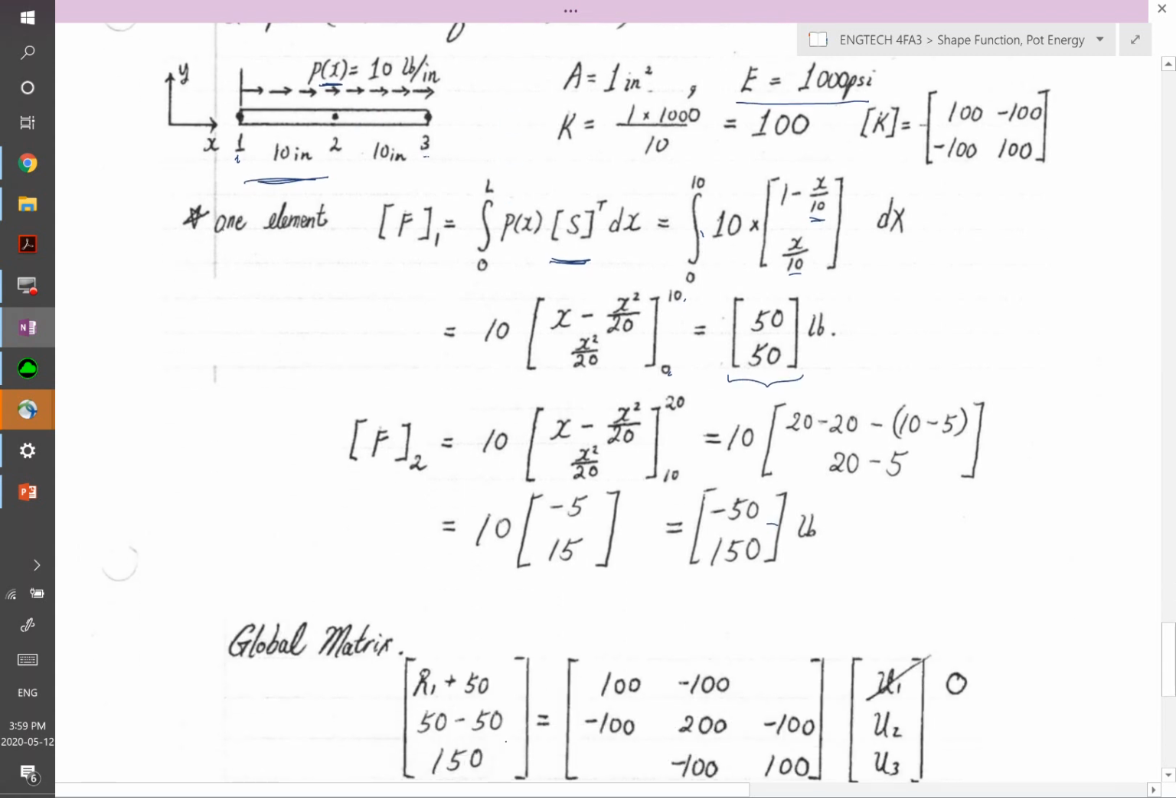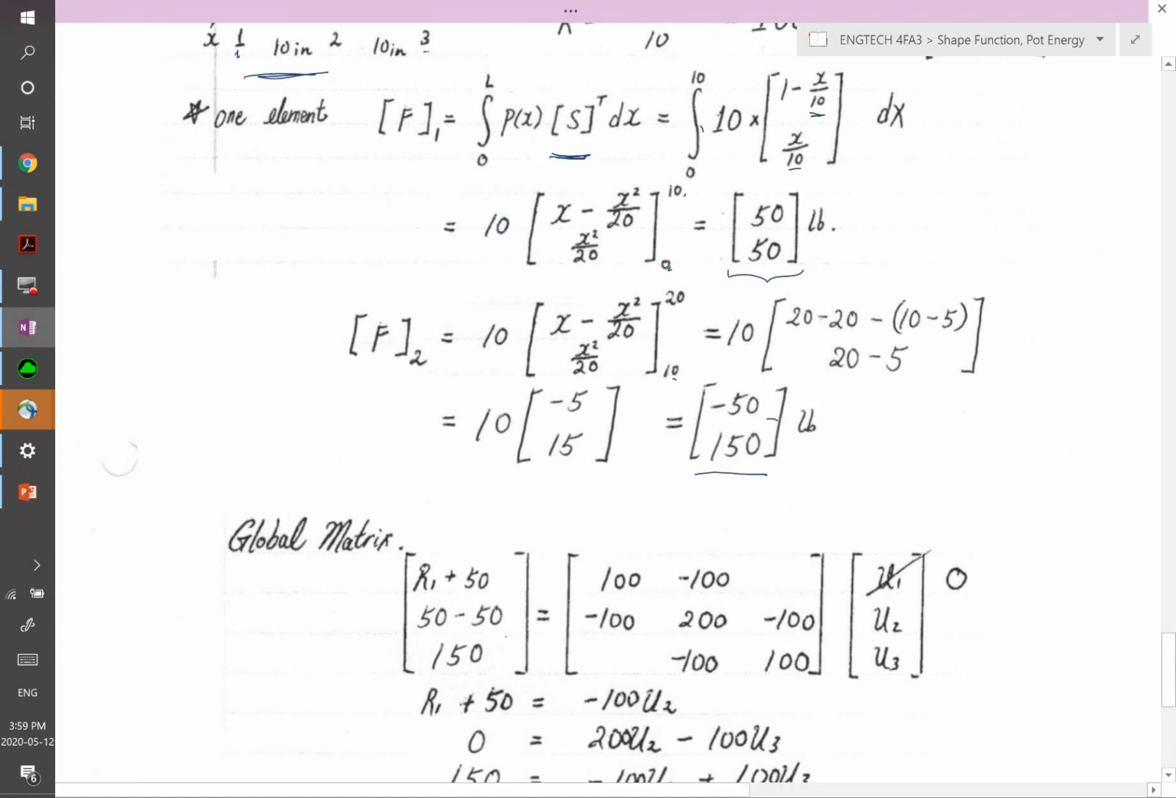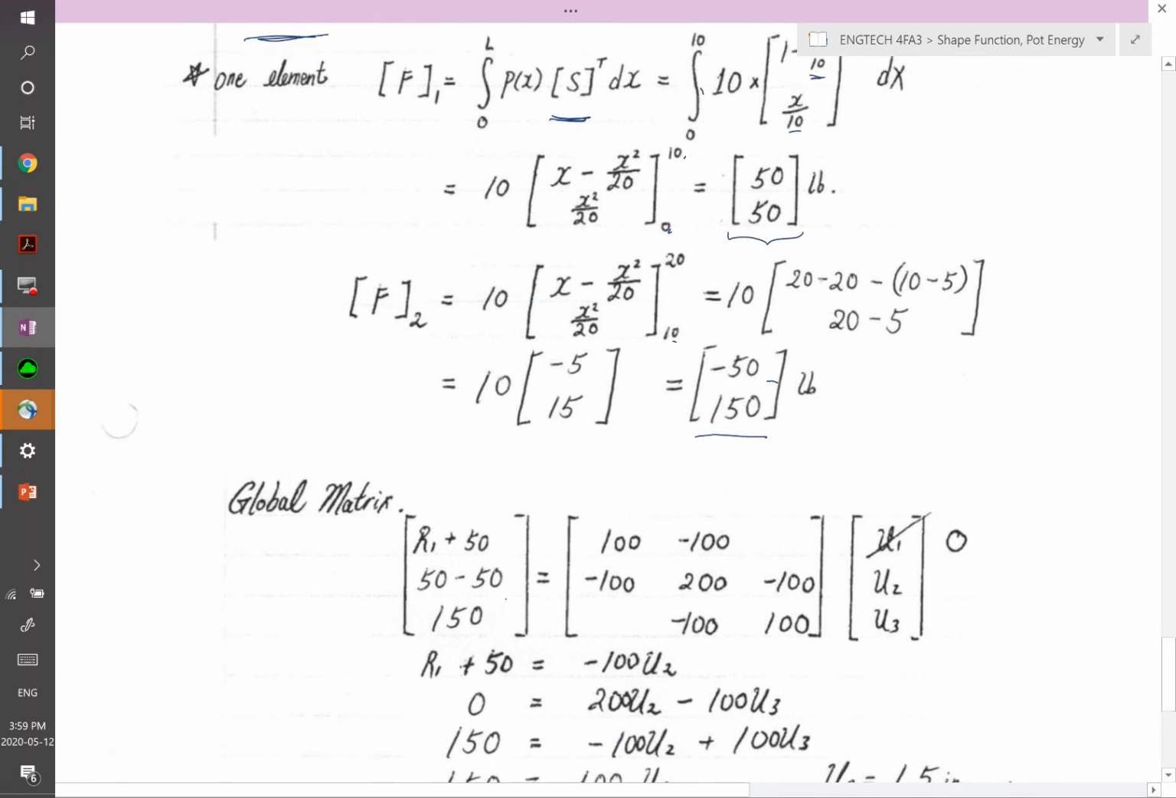Now let's take a look at the second force element, which is acting from 10 to 20. Plug in the numbers. The second force vector is negative 50 and 150. Now we have the bits and pieces for the local elements. Let's put them together.